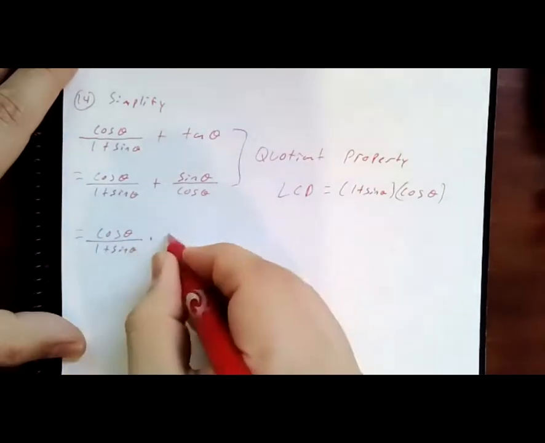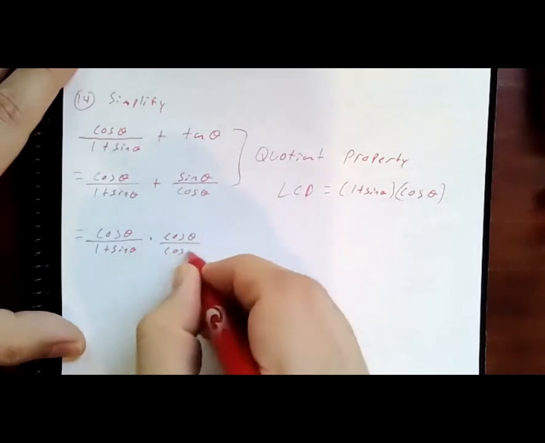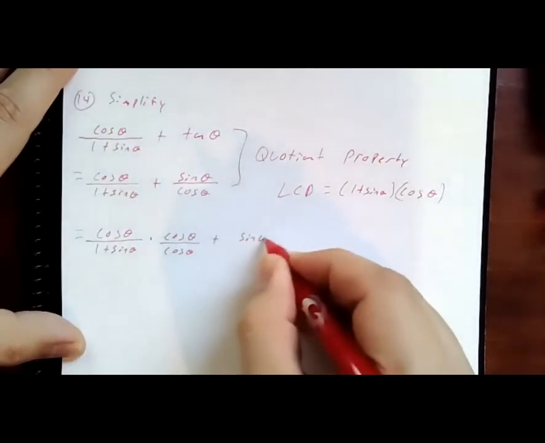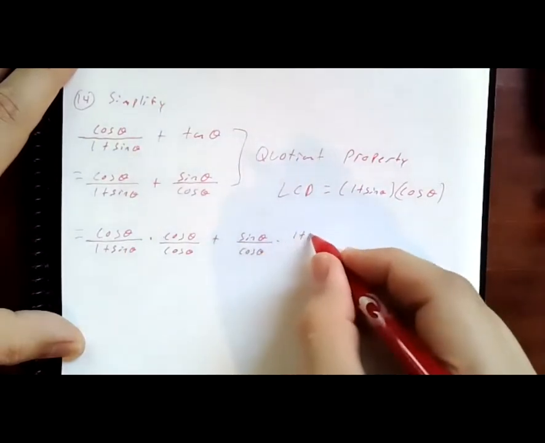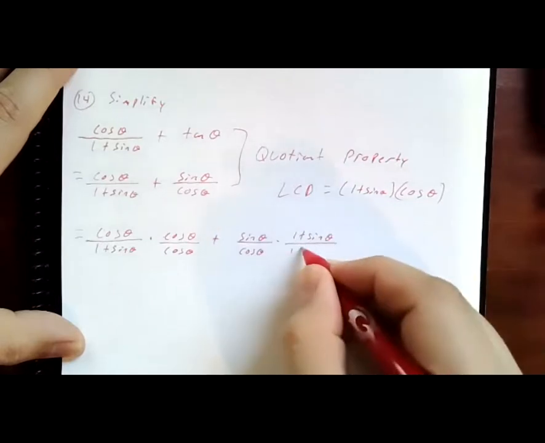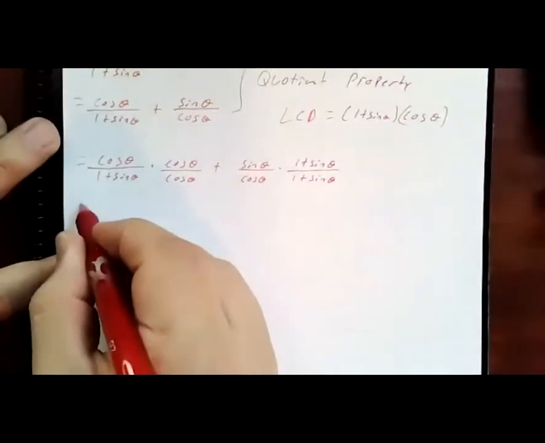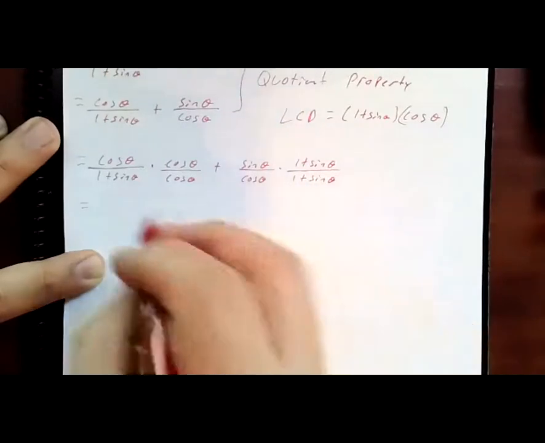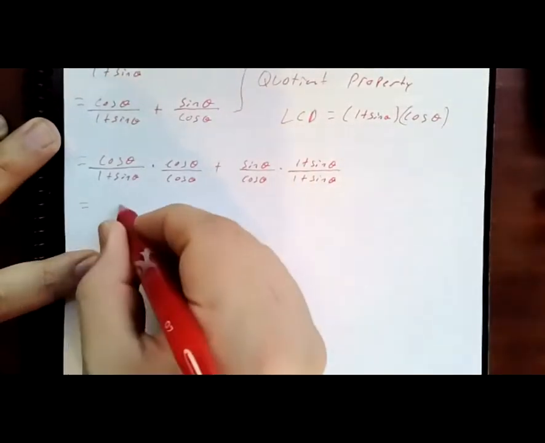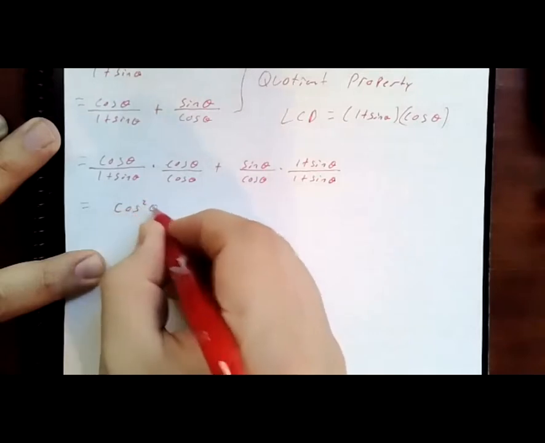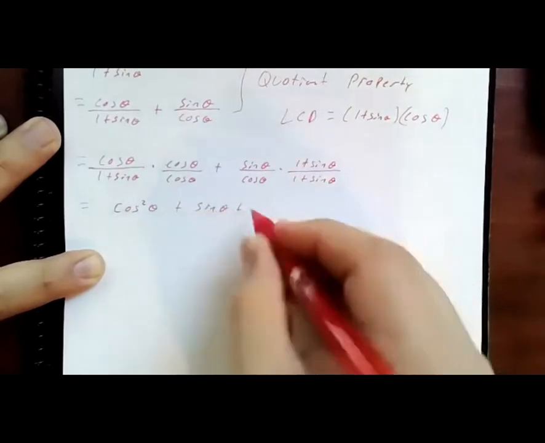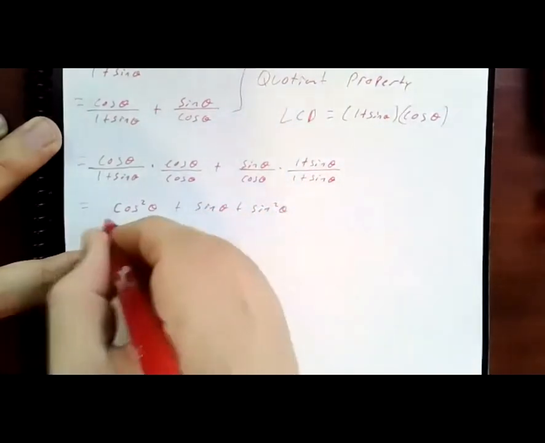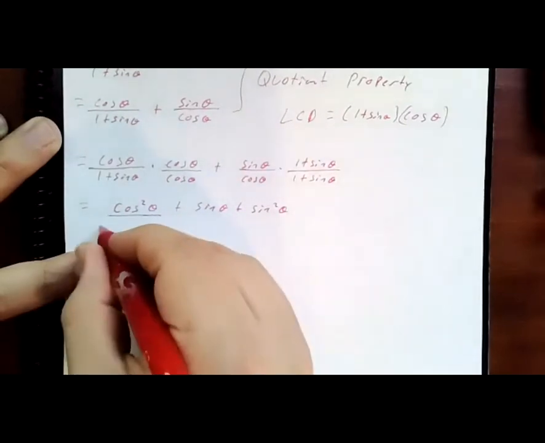I'll multiply top and bottom by cosine. And then for this one, I'll multiply the top and bottom by 1 plus sine theta. Okay, so the top part will become cosine squared, right? Cosine times cosine plus sine theta plus sine squared theta over the LCD.